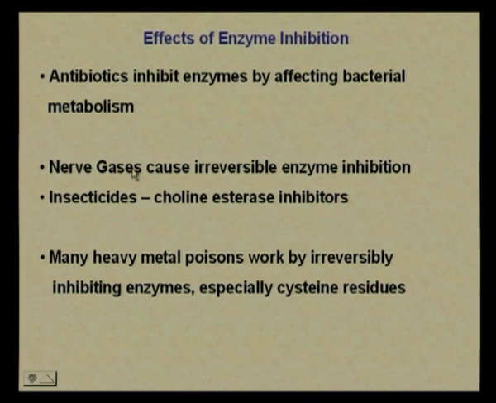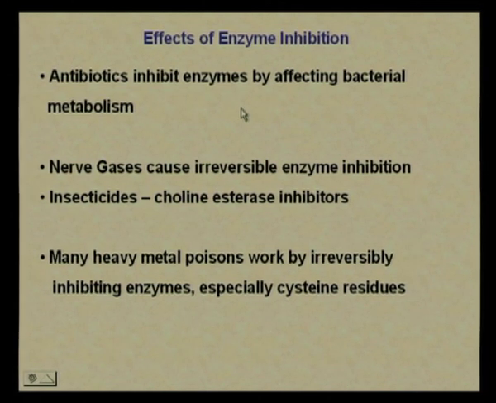For example, nerve gases actually cause irreversible enzyme inhibition. Obviously, they are extremely dangerous. They stop a particular enzyme, in fact cholinesterase, that transports your nerve signals. So, that is lost. The activity of the enzyme is completely lost. Insecticides are also cholinesterase inhibitors. Again, from the name you can see that it acts on an ester. Then again, many heavy metal poisons work by irreversibly inhibiting enzymes, especially cysteine residues.